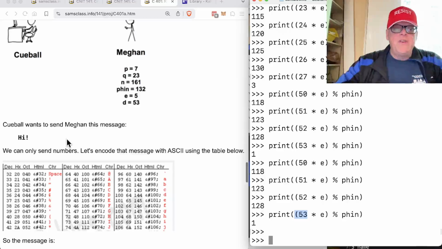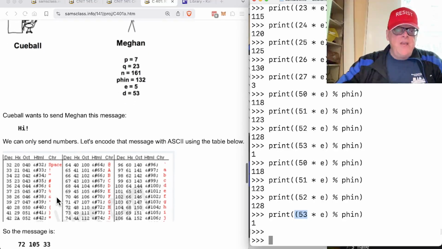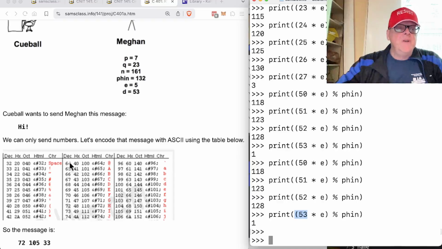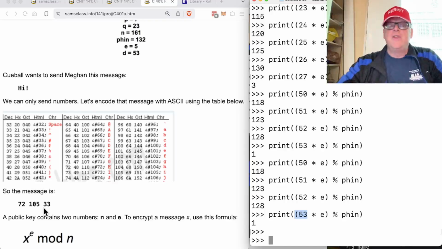So Q-Ball wants to send a message. Now I somehow have to encode letters into numbers, and what I'm going to do is just encode them with ASCII. So he's going to send HI exclamation point. So the message is going to be these three numbers, 72, 105, and 33. Those are the numerical values of HI!